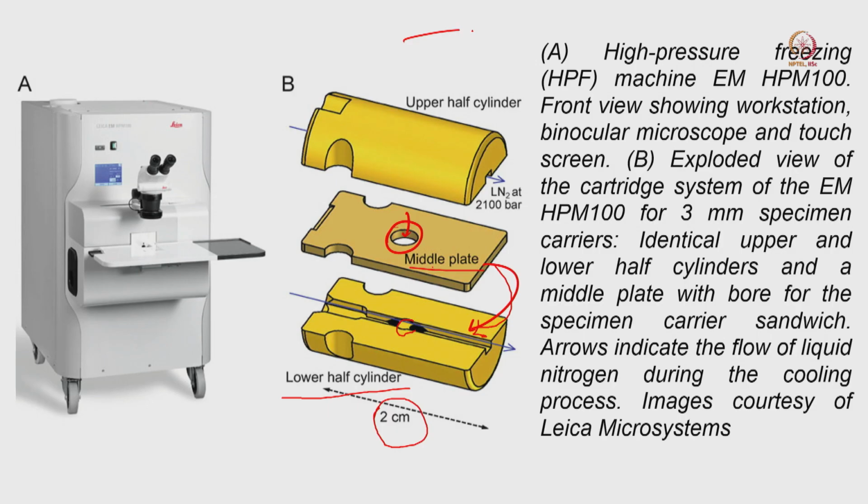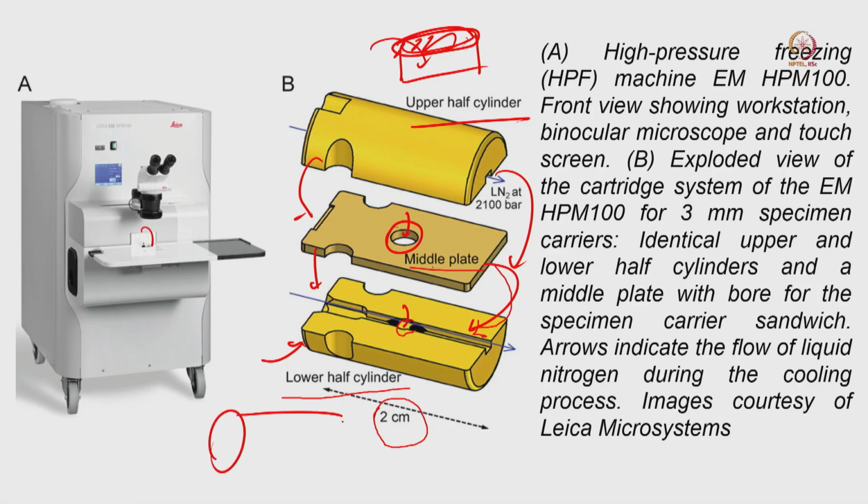The sample will be in a sample container, and then that particular part will be locked and placed somewhere here, and then the upper half of the cylinder will come from the machine and lock here. So, first the lower half of the cylinder, then the middle plate, and then the upper cylinder. So, it will go something like this: lower plate, middle plate and upper plate, and this entire thing will go inside the instrument.